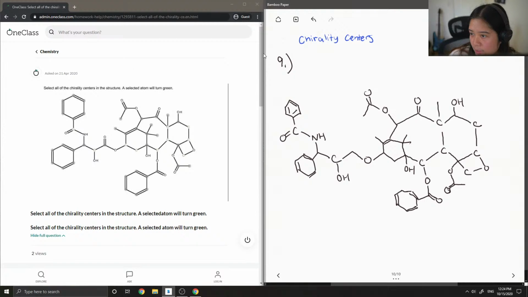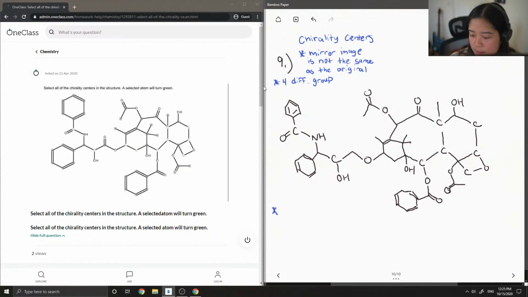Okay, so what they mean by chirality centers, one of the main definitions is that the mirror image is not the same as the original. And also with chiral centers, there should be 4 different groups, which I mentioned earlier in this session.